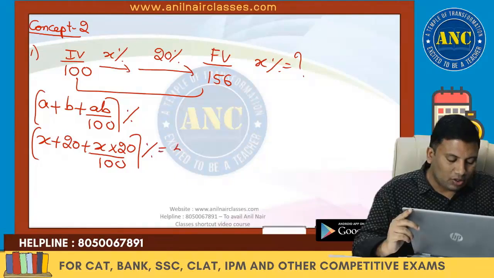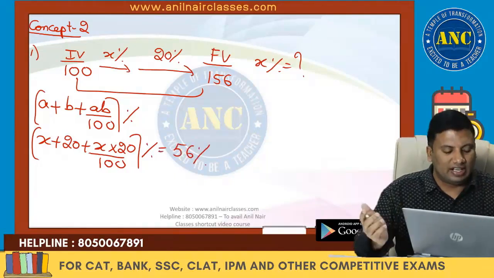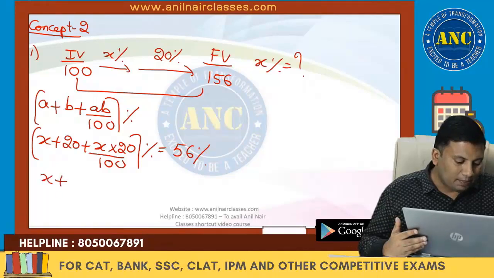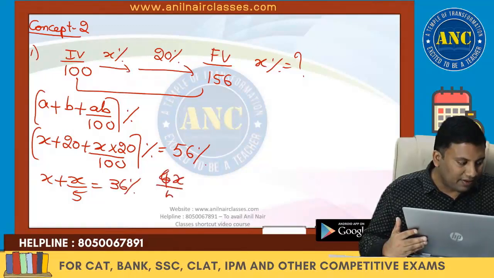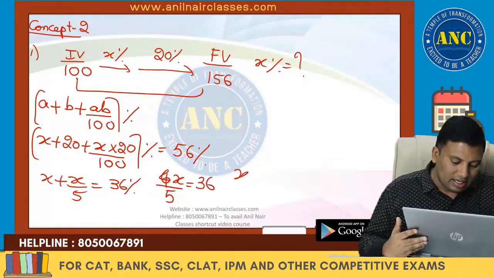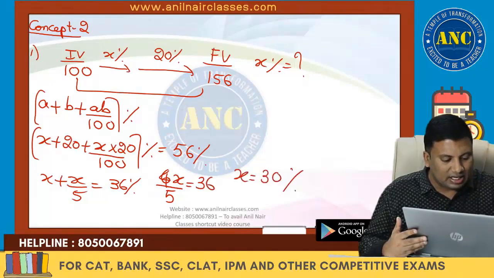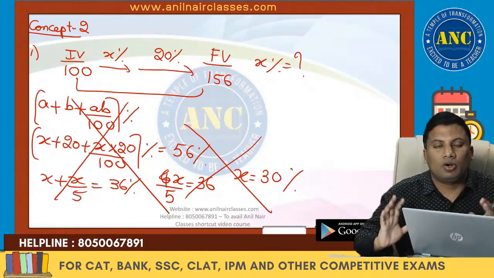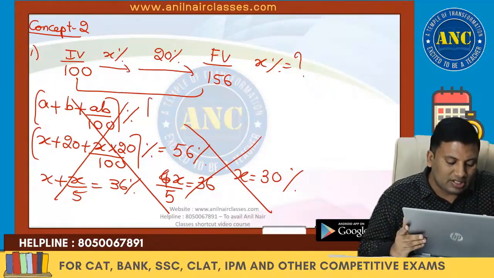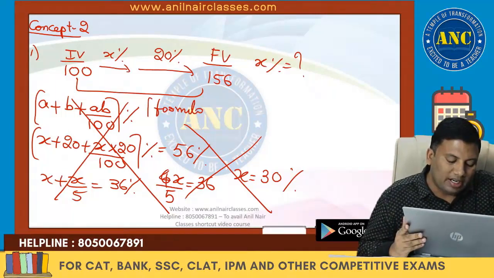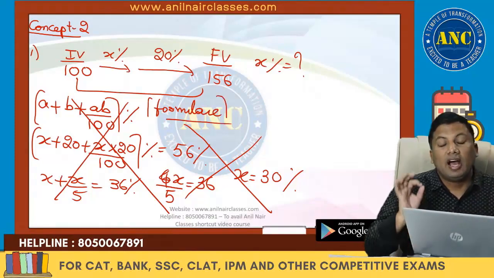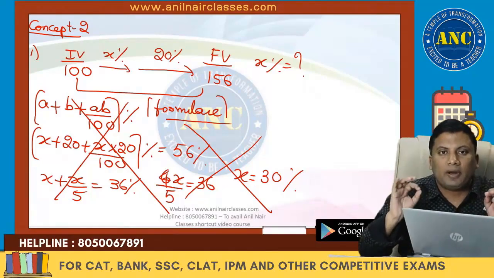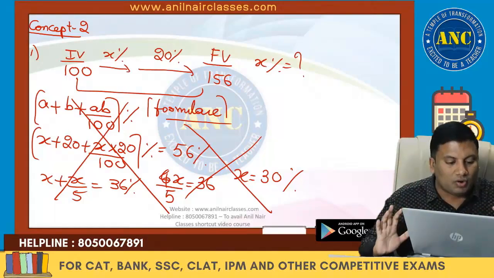It is nothing but totally 56%. So X plus X by 5 is equivalent to 36 percentage. 6X by 5 equivalent to 36. X is nothing but 30 percentage. It is purely a case of not knowing how to solve without using formulae. This formulae based approach, please avoid it unless and until it is required. A plus B plus AB by 100 I am not going to use.